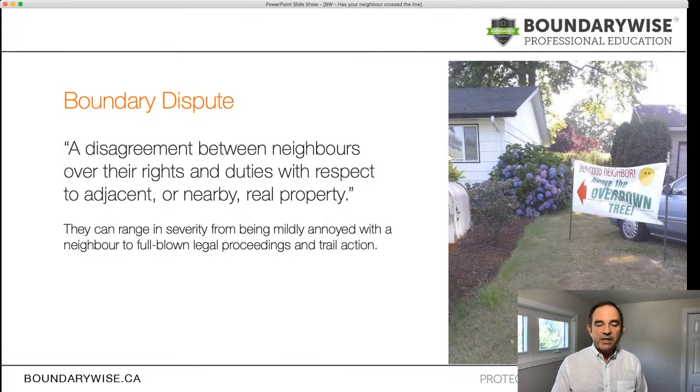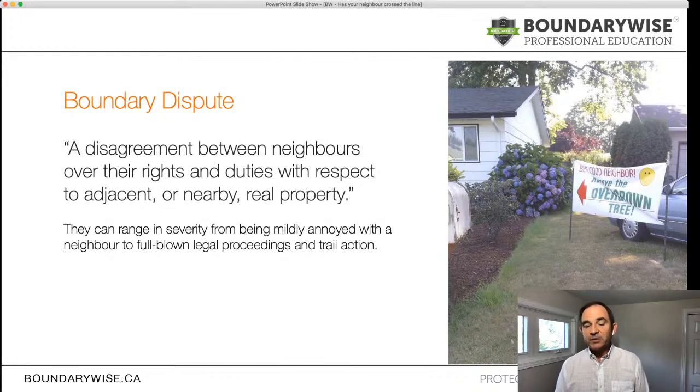At the Boundary Wise Academy and at Protect Your Boundaries, we are astonished at how litigious people get over their land, even the tiniest little bits of land, when it comes to, say, places like Toronto, and how much they're willing to spend to defend their land rights. It astonishes us what ends they will go to.